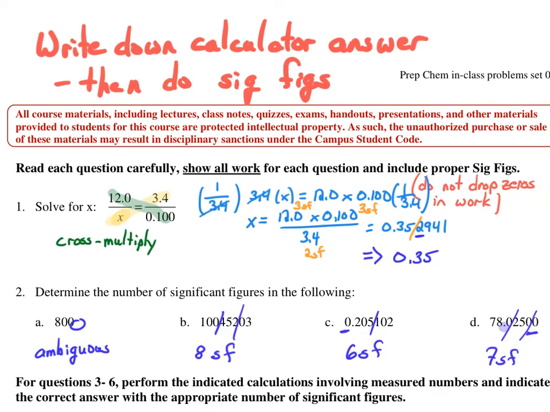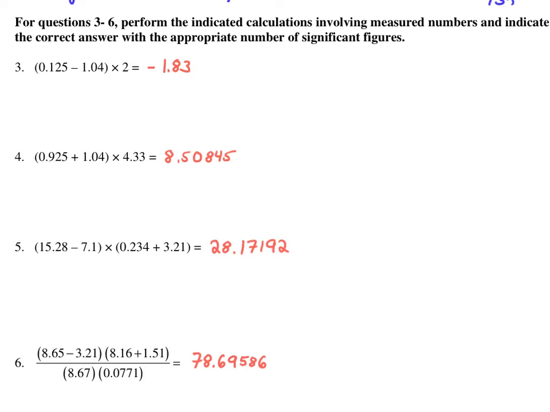For questions 3 to 6, we're going to follow standard protocol. We're going to write down the calculator answer, then go back and do the Sig Figs. I've gone ahead and written down the calculator answer for each of these problems. These are combination problems, so we need an extra focus on determining the correct number of Sig Figs.